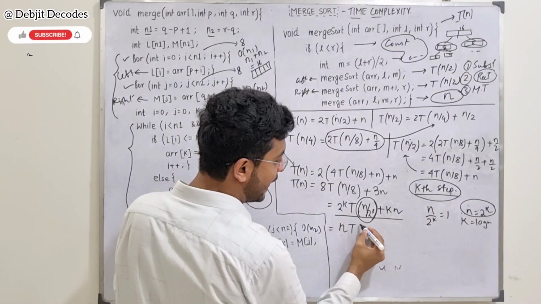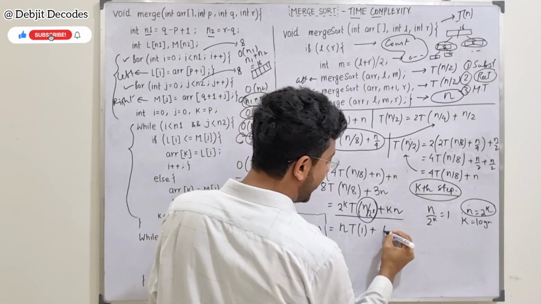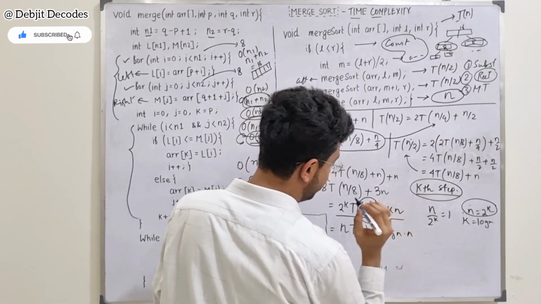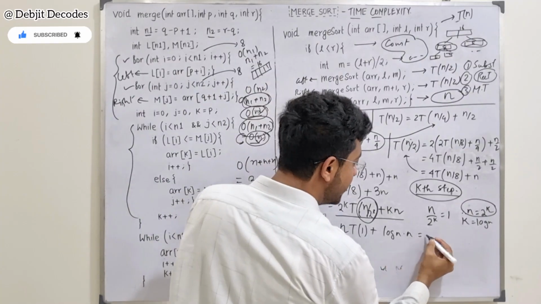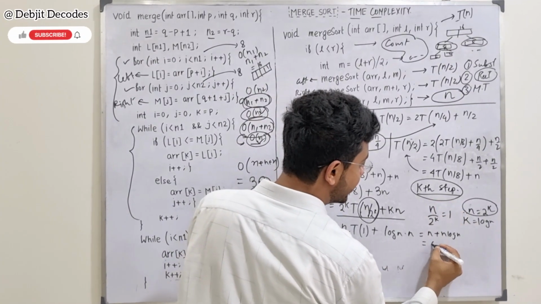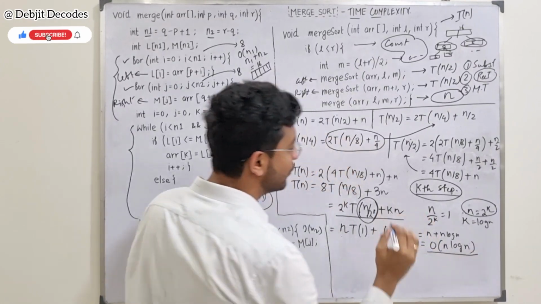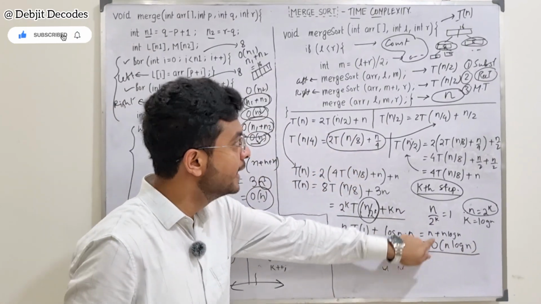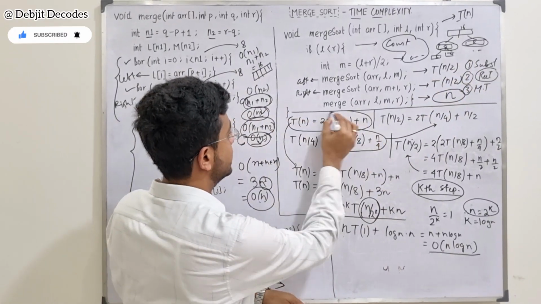T of n by 2 to the power k is 1. So T of 1 plus, what is the value of k? Log n into n. So if you can see, this T of n is 1. So it is n plus n log n. So what is the time complexity? It is nothing but big O of n log n. So this is the time complexity for merge sort using the substitution method for this recurrence relation.